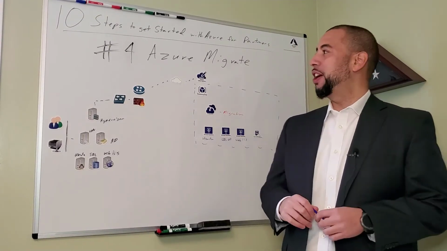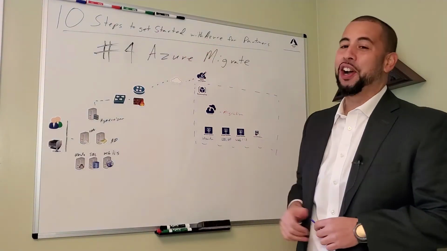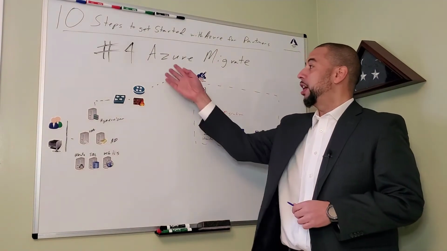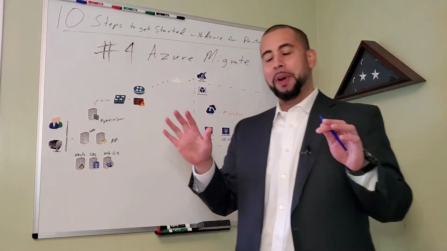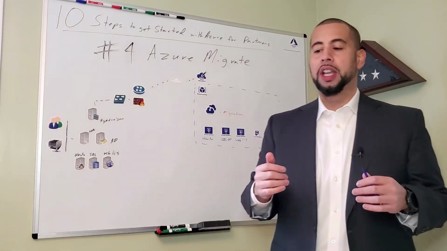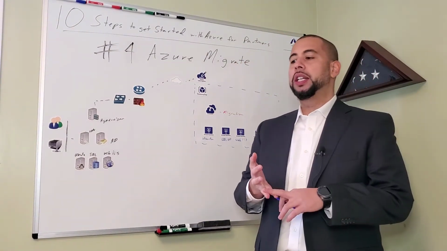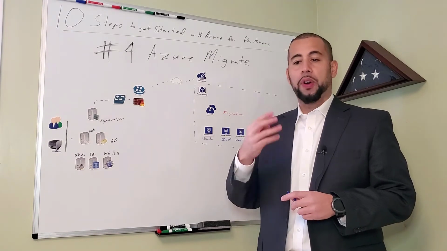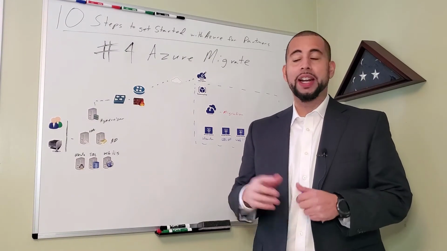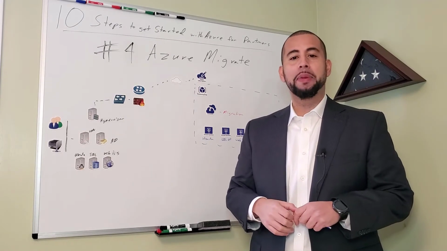It's Azure Chris here, and we're going to continue on our 10 steps to get started with Azure for Partners. Today we're talking about number 4. This is Azure Migrate. So up until now, we've been talking about how to prep your environment, right? We discussed permissioning with RBAC. We then discussed resource delegation with Azure Lighthouse. And for number 3, we talked about custom domains, right? And how to extend your customer's domain name into Azure.